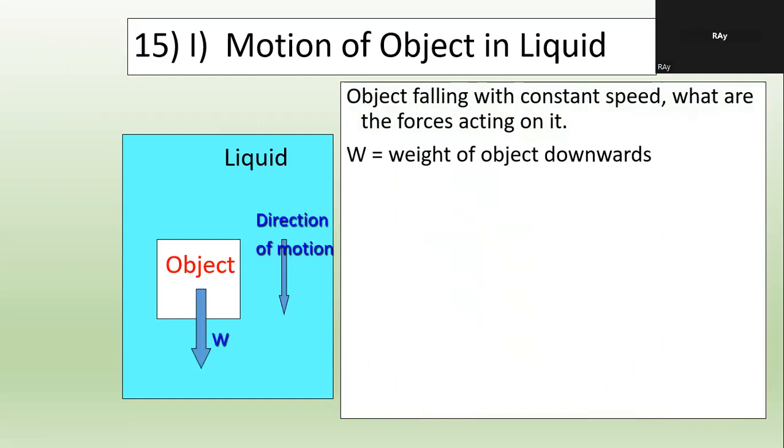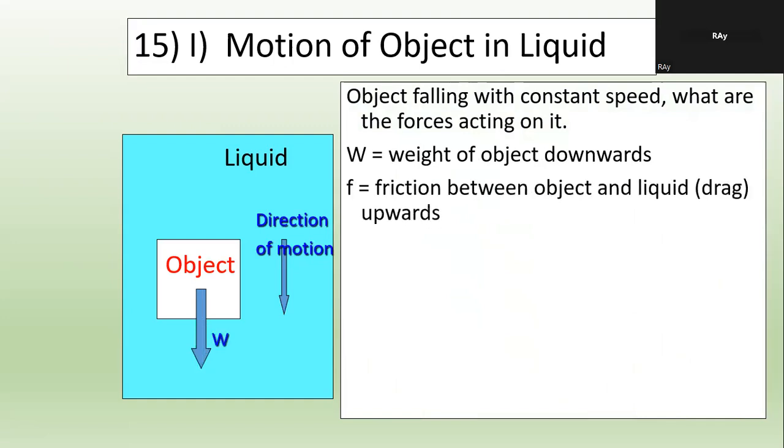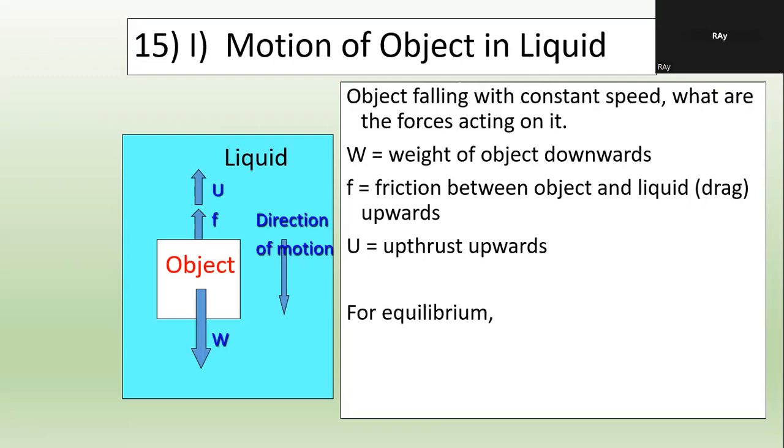Weight of object, W. Friction or air resistance, or drag in the liquid, is F. It always opposes motion. Then you got upthrust, U. So the forces, if it's moving with constant velocity, then it's in equilibrium. W equals U plus F. So we know W is greater than U, and greater than F.